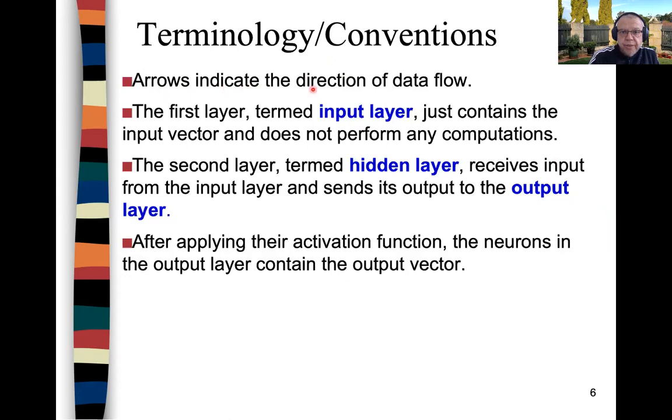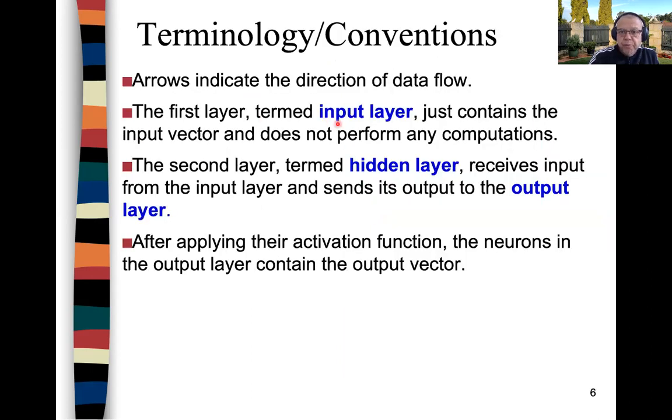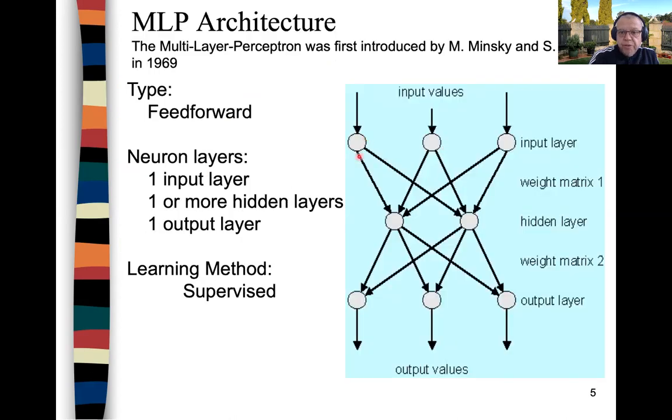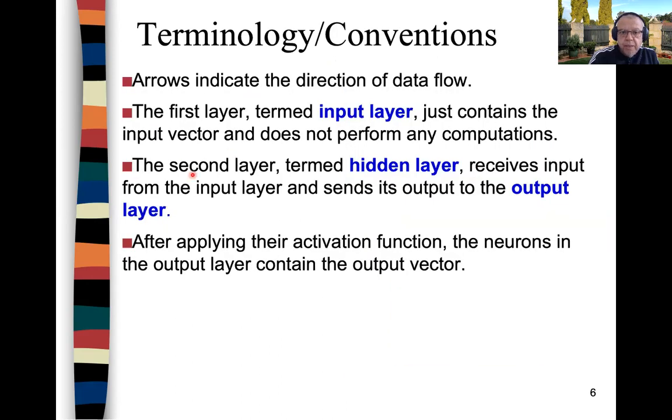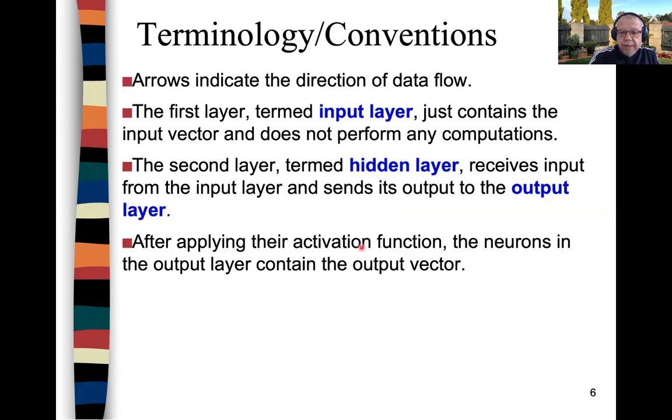The arrows indicate the direction of the data flow. So the data flows from here to here to here and so on. The first layer, termed the input layer, just contains the input vector and does not perform any computation. The second layer, termed the hidden layer, receives its input from the input layer, as we explained before, and sends its output to the output layer, in this case where you have just one hidden layer. After applying their activation function, the neurons in the output layer give you the output.